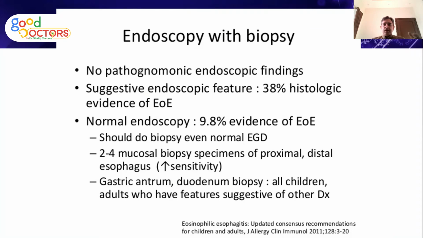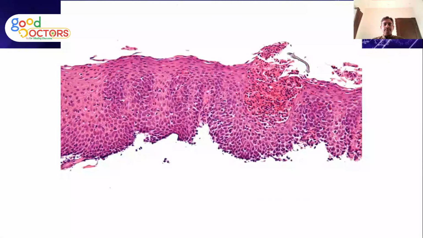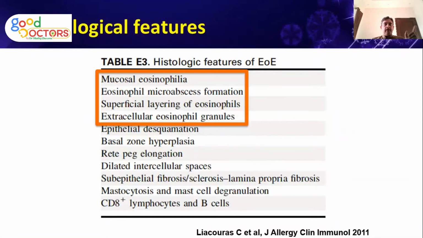And obviously, if you are thinking of other possibilities, we may take the biopsies from duodenum and stomach as well. And we have already talked about it's the presence of eosinophils, more than 15 eosinophils per high power field, which confirms the diagnosis. So few features are very typical of this, like mucosal eosinophilia, eosinophilic microabscesses, superficial layering of eosinophils, and extracellular eosinophil granules.